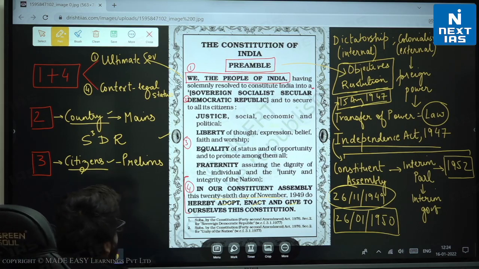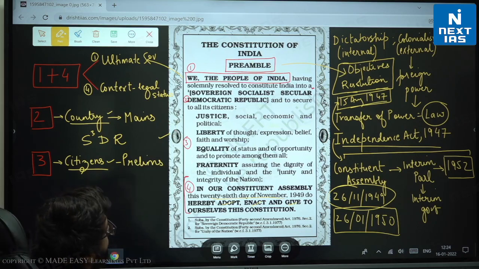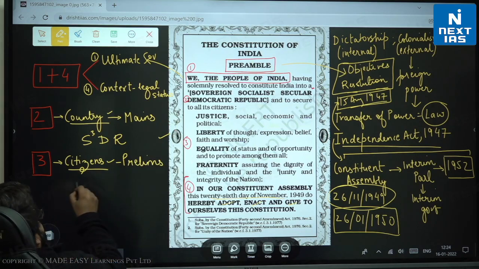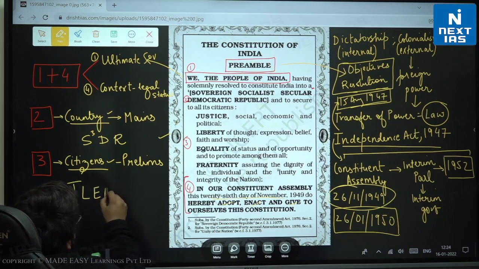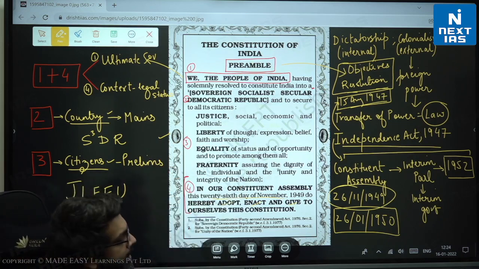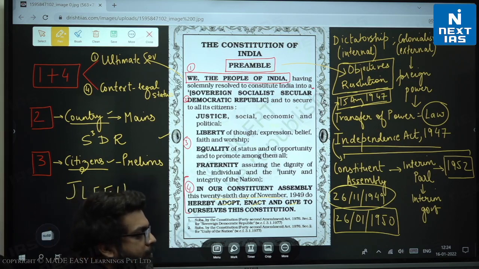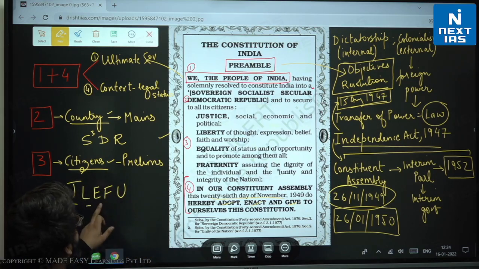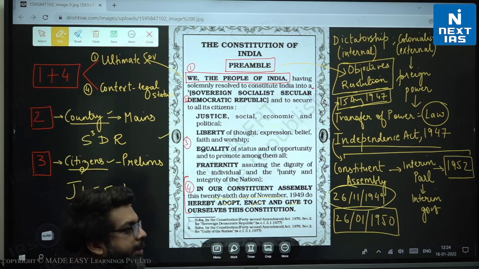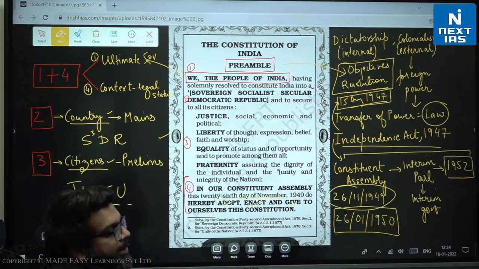Clear? Understood? Then you have words with respect to citizens. करने का बड़ा simple तरीका है, which is nothing but JALEFU. An acronym for this is JALEFU. Justice, liberty, equality, fraternity and unity and integrity. ठीक है? तो unity से हम JALEFU कर लेते. Justice, liberty, equality, fraternity and unity. Therefore, it represents what is called the citizen-centric words.